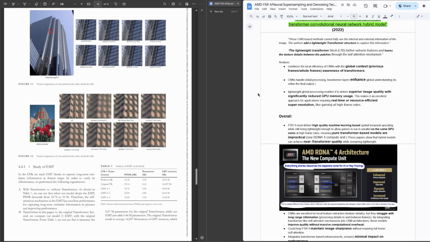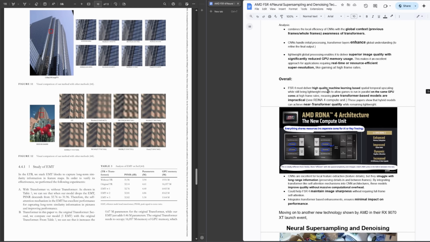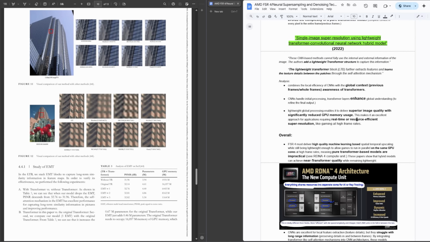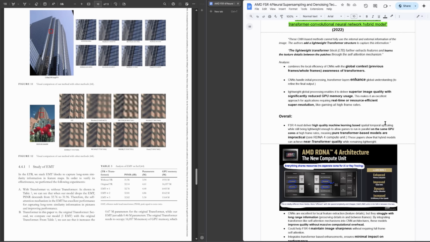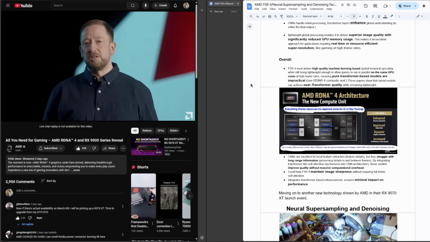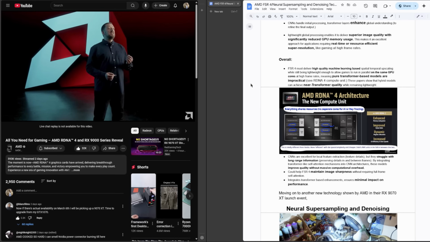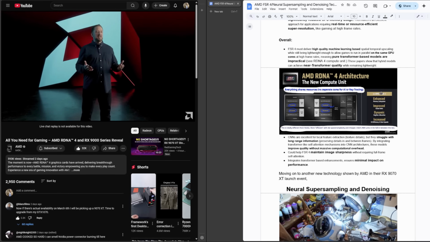So yeah, this paper talks about how this way you can get superior image quality with significantly reduced GPU memory usage compared to other architectures, such as a purely CNN-based or a purely transformer-based model, which is really important when you're playing a game and you're running in real time, and it needs to be resource efficient. That last part about being efficient is really important for AMD's graphics cards, more so than it is for NVIDIA's graphics cards or even Intel's.